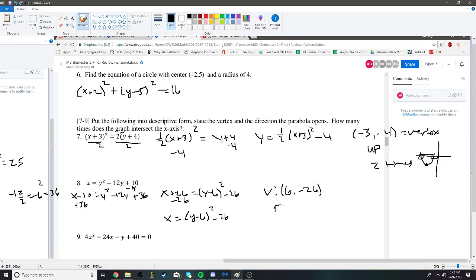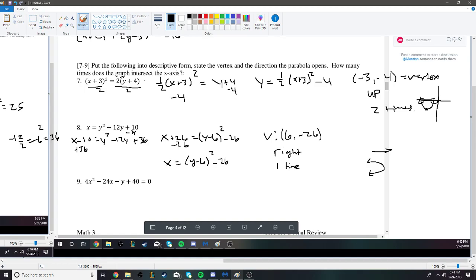This one opens to the right. Remember, if it's y squared, that means it's going left and right. Positive y squared is right. Negative y squared is left, like so. And how many times does it cross the axis? Well, since it's going sideways, it's only going to cross 1 time. It'll cross eventually. Next one.